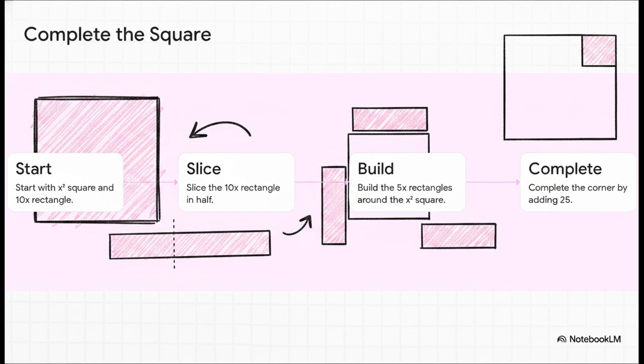Step 4, you look at that missing corner piece. It's a 5 by 5 space. So what do you need to add to complete the whole shebang? 25. You are literally completing the square. It turns this abstract, confusing algorithm into a super simple puzzle.